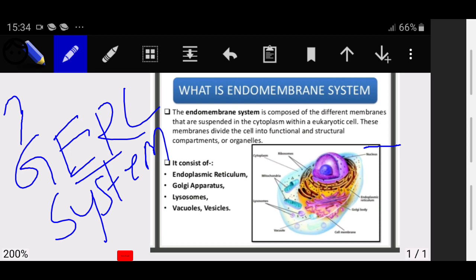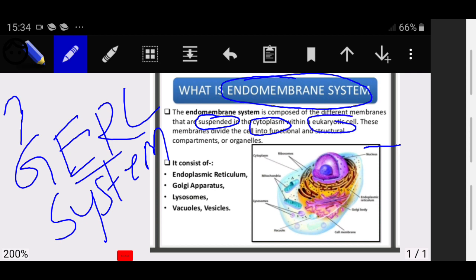right? But these three together are called the endomembrane system or GRL system, right? What is this endomembrane system? The endomembrane system is composed of the different membranes that are suspended in the cytoplasm. Golgi complex, endoplasmic reticulum, lysosome, all these are organelles which are present in the cytoplasm. Suspended means they are floating in the cytoplasm within the eukaryotic cell.